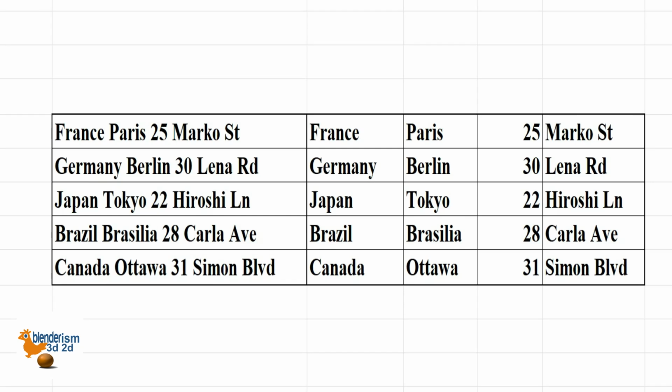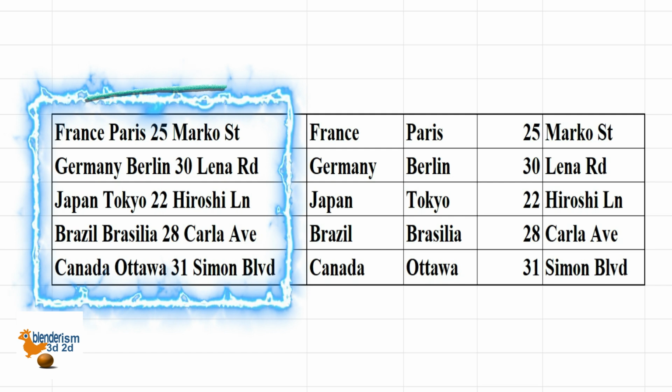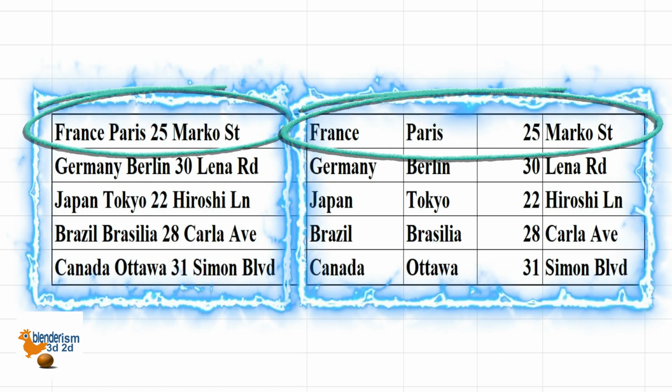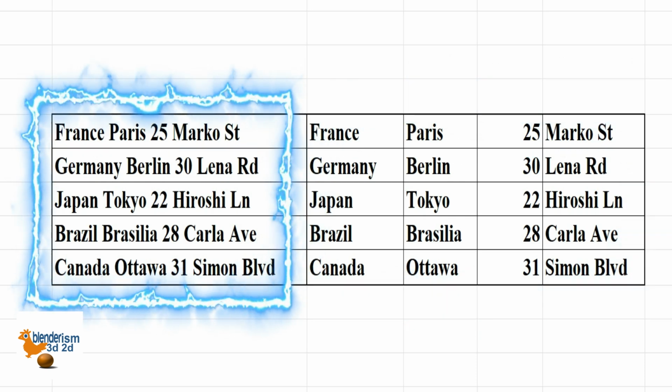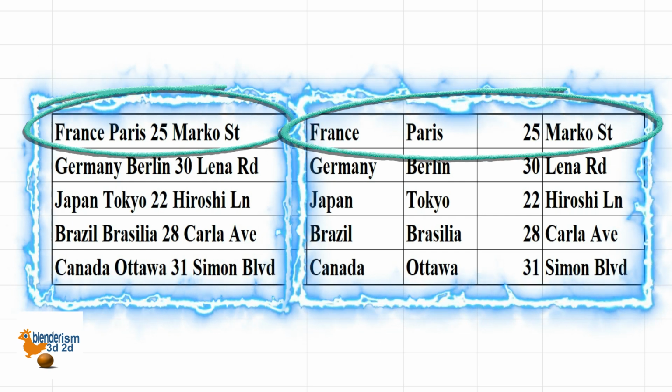Hello, in this video, we'll learn how to unmerge one column or one cell's contents into multiple columns or multiple cells. So, we'll take an Excel trick to unmerge one column or one cell's contents into multiple columns or multiple cells for all this table.